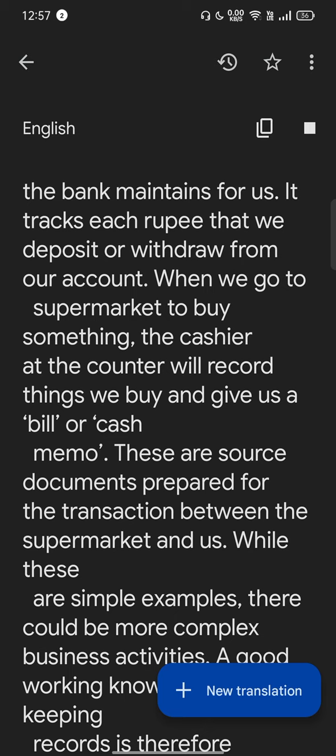It is also referred to as a set of primary records. These records form the basis for accounting. It is an art because the record is to be kept in such a manner that it will facilitate further processing and reporting of financial information which will be useful to all stakeholders of the business.